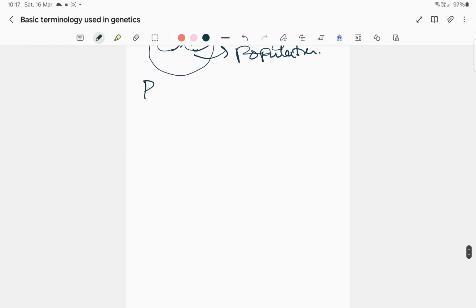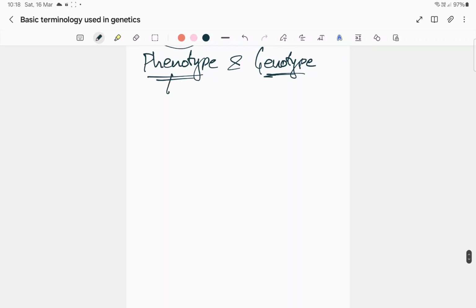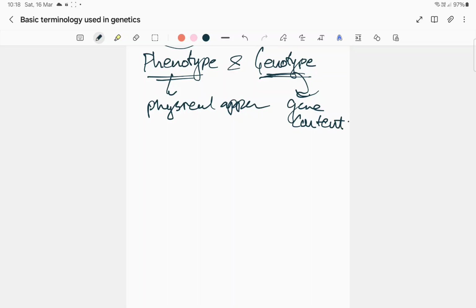Next is phenotype and genotype. As the name also suggests, phenotype means physical appearance of a plant. Genotype means it is based on the gene content. For example, two plants are there, plant 1, plant 2, right?